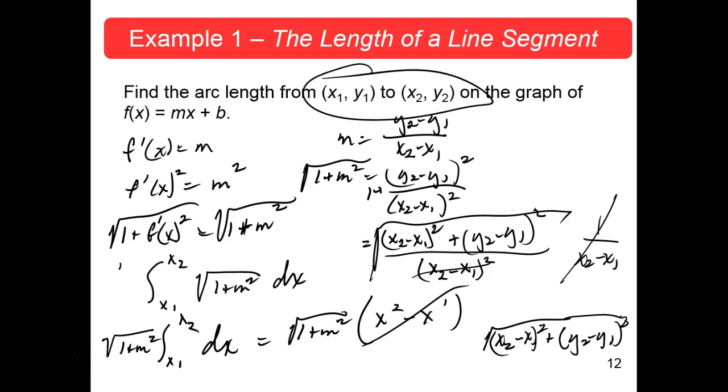They did it the other way. They went and found the m first and then did it. You wind up with the same answer either way you do it. There's at least 3 different ways to do it.